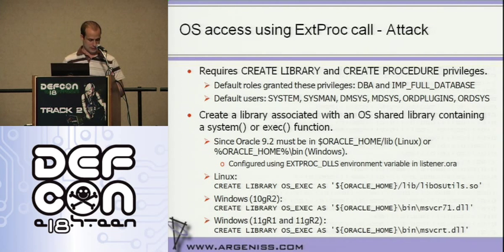Well, let's see now the first example with a demonstration, the method using an external procedure call. An external procedure is a procedure that is stored in a dynamic link library, in a function in a dynamic link library. So we first need to create a library object on the database that points to an external DLL file.